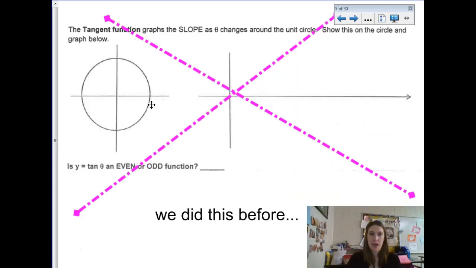Let's take a look at... Maybe not. I guess we're not going to do this. Oh, you know what? We already did this on the other lesson, didn't we? We talked about tangent being the slope of that triangle.